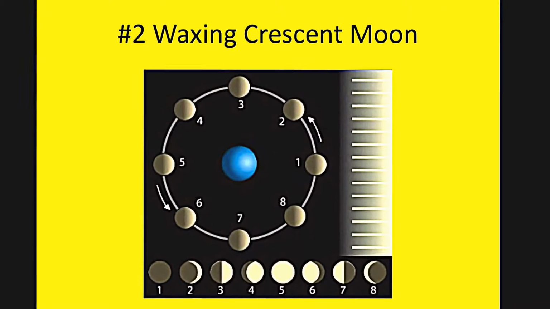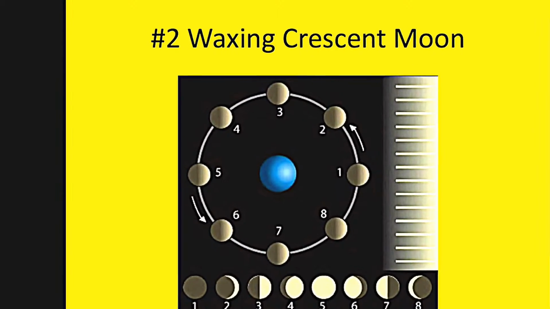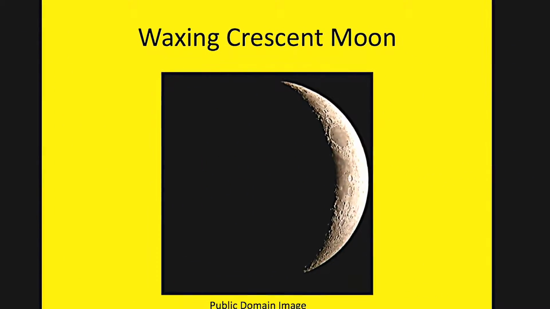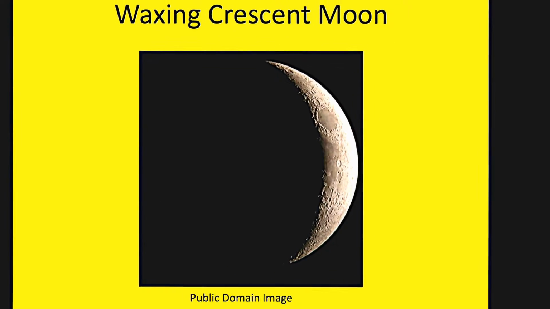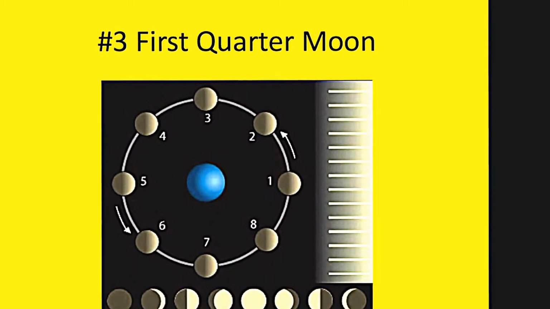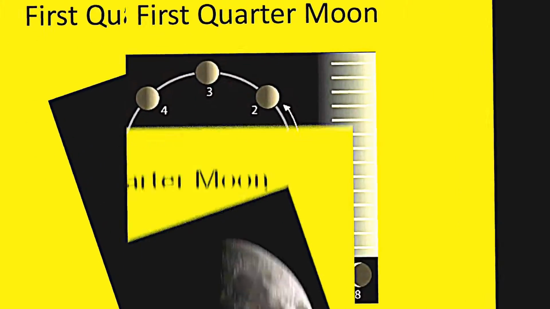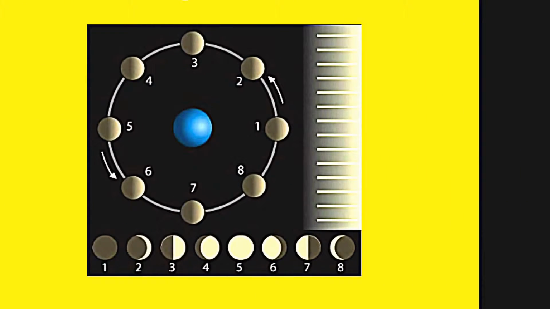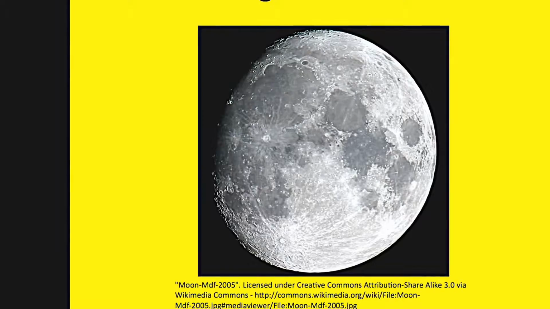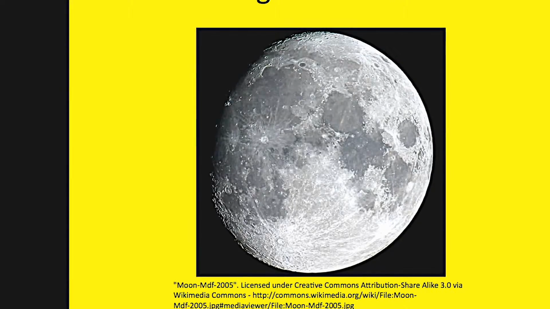In phase 2, the waxing crescent moon, we see a thin crescent that waxes or appears to grow fatter every night. Phase 3 is the first quarter moon, and we can see half the moon. Phase 4 is a waxing gibbous moon. This means that the moon is becoming gibbous. That is, it is larger than a half moon and is getting fatter each night.